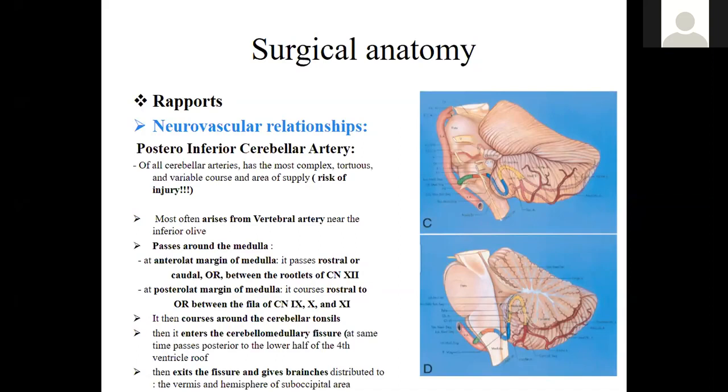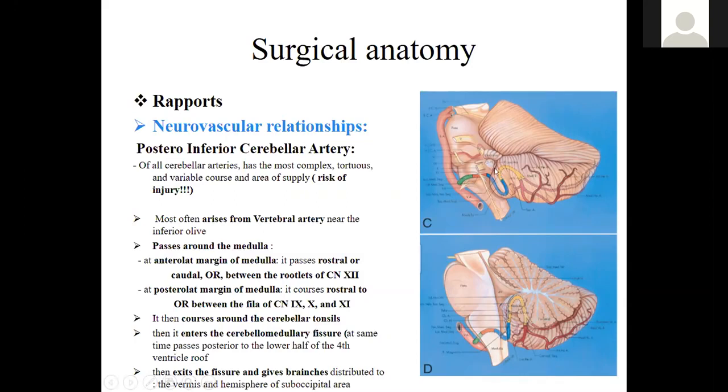With all this, it means that during surgical procedures, it's difficult to spontaneously identify this posterior inferior cerebellar artery, and it is more prone to injury during surgical procedures. It most often arises from the vertebral artery near the inferior olive, as we can see here. We have the inferior olive, and then we have the vertebral artery. It arises here at the inferior olive and passes around the medulla on both sides.